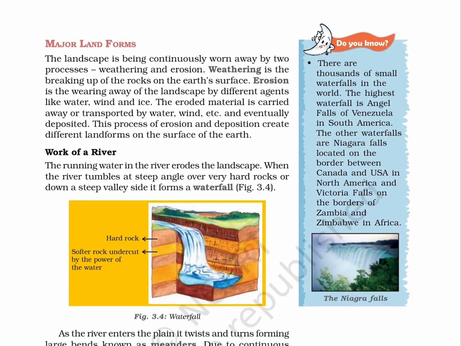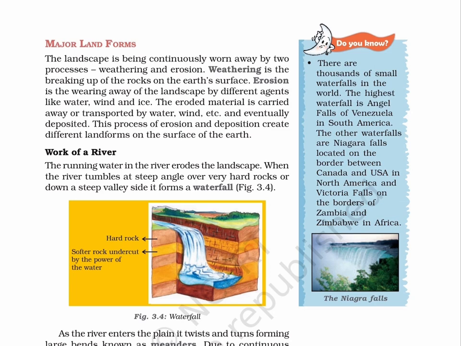Page 15. Major landforms. The landscape is being continuously worn away by two processes, weathering and erosion. Weathering is the breaking up of the rocks on the Earth's surface. Erosion is the wearing away of the landscape by different agents like water, wind, and ice. The eroded material is carried away or transported by water, wind, etc., and eventually deposited. This process of erosion and deposition create different landforms on the surface of the Earth.